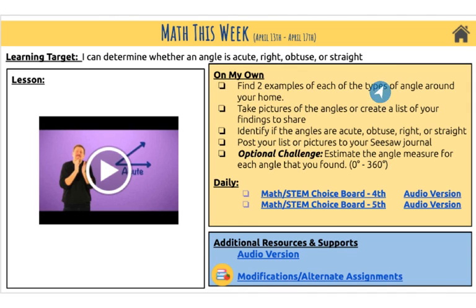Here we explain the Seesaw lesson activity for the week, where you're going to find 2 examples of the types of angles around your home from acute, right, obtuse, or straight. Take a picture of the angles or just type a list of the ones that you found. And then label the angles in Seesaw. And then we have the Math and STEM choice board here too. And you can find both of those back in the Google Doc where you found this video.